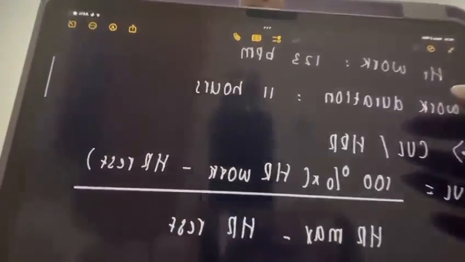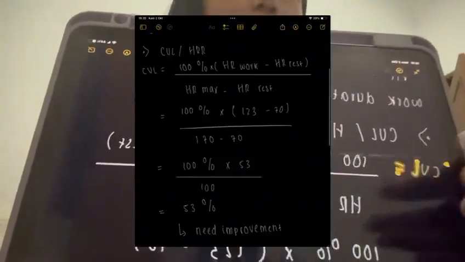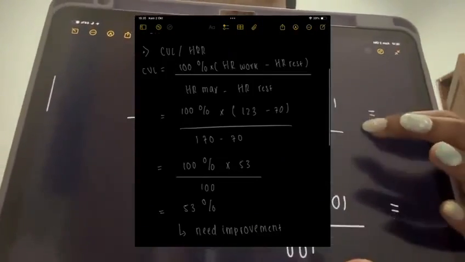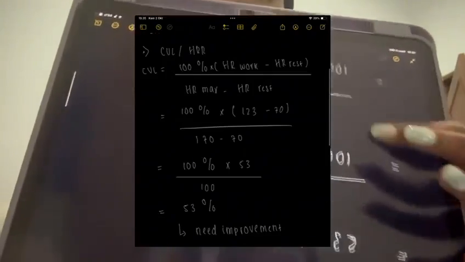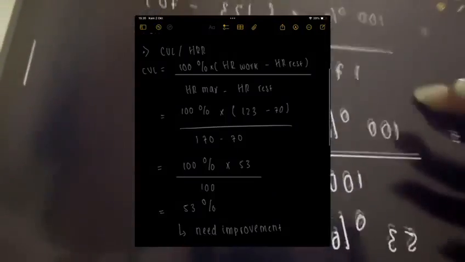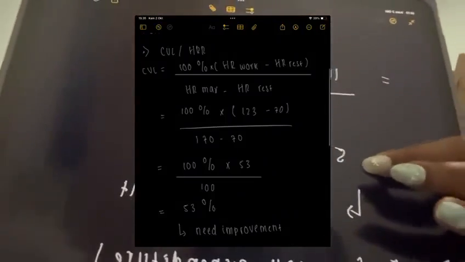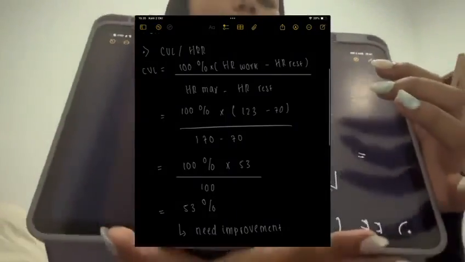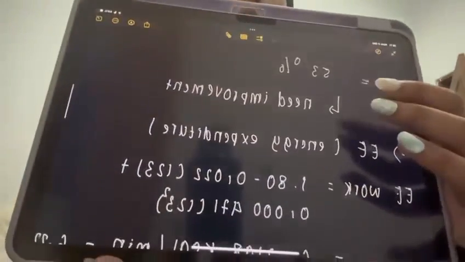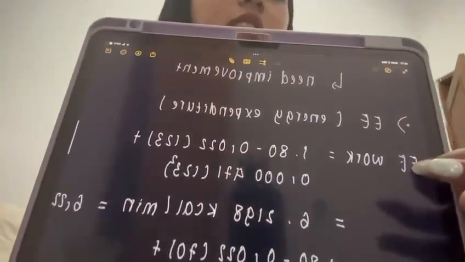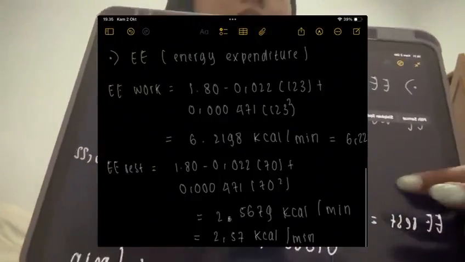For CVL or HRR, we use the equation from the previous slide, and we get 53%, which means that it needs to be improved. And for energy expenditure, we have energy expenditure work and energy expenditure rest.